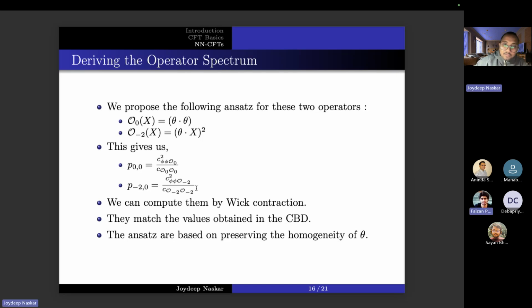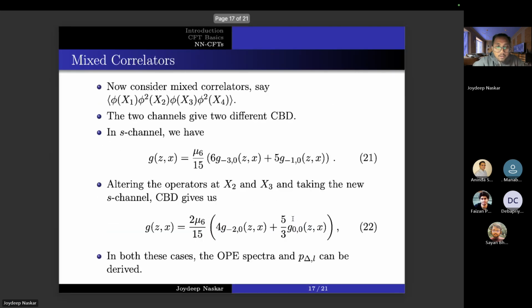Is that clear? Yeah, I understand. Okay, cool. So we can also compute this by Wick contraction, and they will match the values obtained in the conformal block decomposition. In this case, mixed correlators. So in this case also we can compute the OPE spectra of both these channels, and the OPE coefficients can actually be computed. Okay.